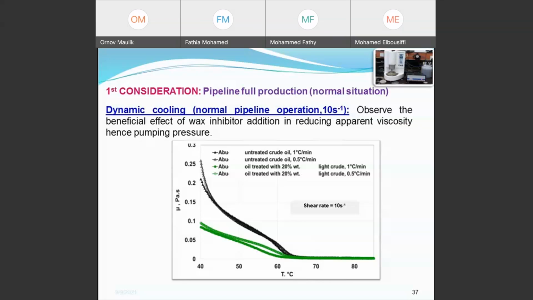So here, dilution with light crude is economically cheaper compared with chemicals, which might have an adverse effect on quality. Here we can observe the beneficial effect of wax inhibitor in the reduction of apparent viscosity. Hence, when we say reducing the apparent viscosity, it means reducing pumping pressure.